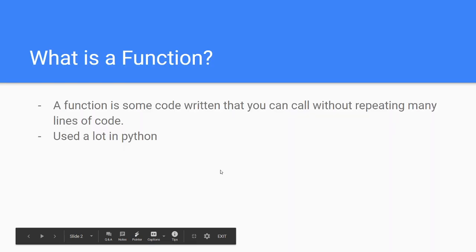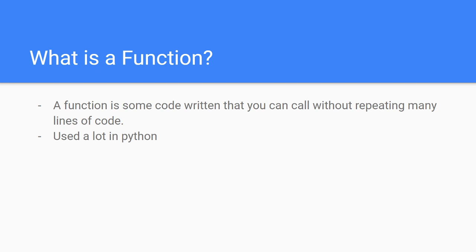A function is some code written that you can call without repeating many lines. Let's say we had a 100-line while loop program, and we wanted to use that many times in a bigger program. Instead of trying to repeat those 100 lines so many times, we can use a function, and we can call it in one line, which is a lot faster, time efficient, and space efficient if you want to save a Python file when you get even better at Python.